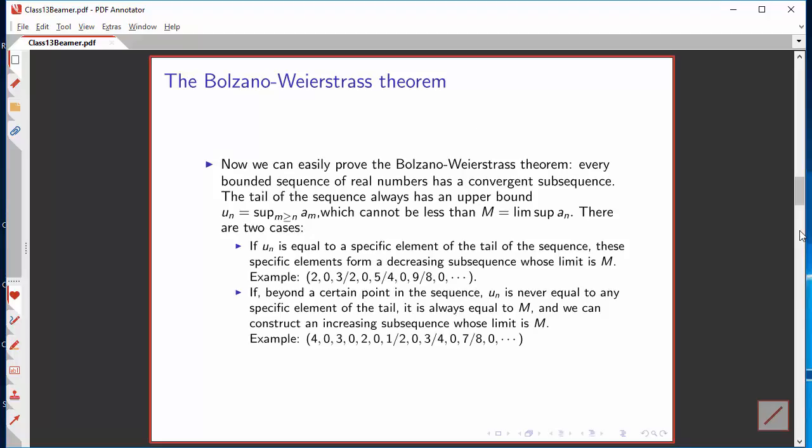Once you recognize that, you've got a rather easy proof of the famous Bolzano-Weierstrass theorem, which says that every bounded sequence of real numbers has a convergent subsequence. Here's how the proof goes.